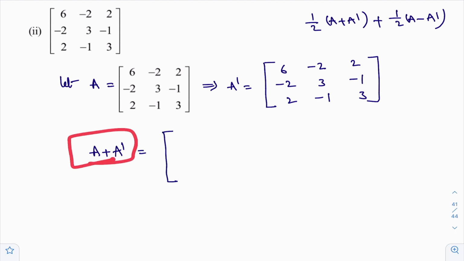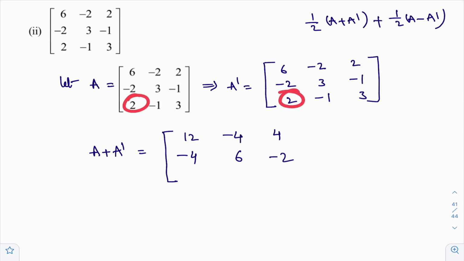We are calculating A plus A dash. That means add the corresponding elements. 6 plus 6 is 12. Minus 2 plus minus 2 is minus 4. 2 plus 2 is 4. Next, minus 2 plus minus 2 is minus 4. 3 plus 3 is 6. Minus 1 plus minus 1 is minus 2. 2 plus 2 is 4. Minus 1 plus minus 1 is minus 2. 3 plus 3 is 6.